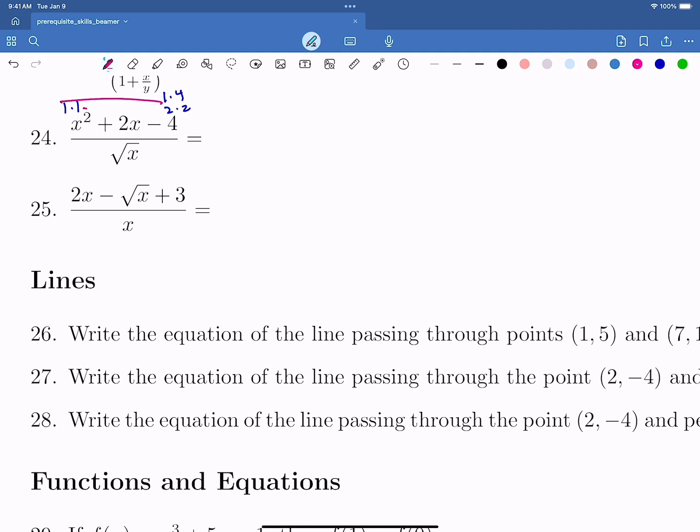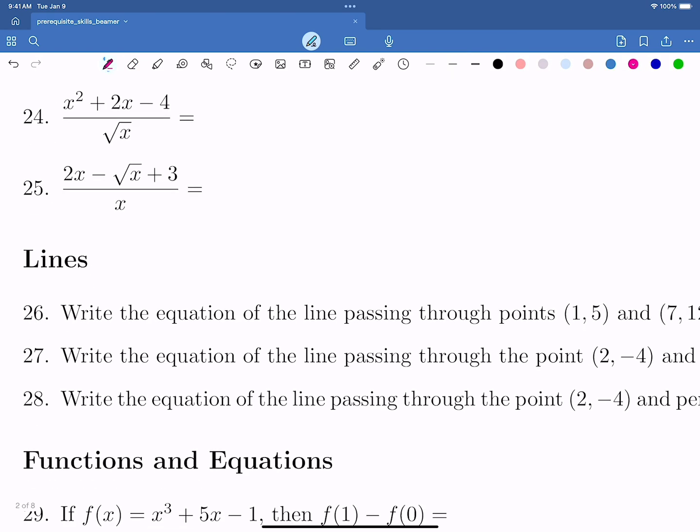1 and 1, 2 and 2. That's a 2 and a 2. It's not going to give me 2 in the middle. It doesn't work. This is not factorable. The numerator is not factorable. Now, it doesn't mean this can't be simplified. We just can't simplify it by factoring.